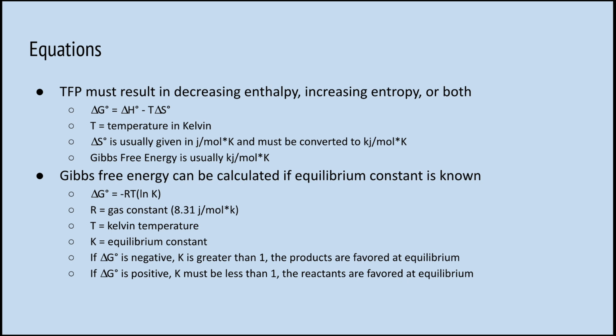Gibbs free energy can also be calculated if you know the equilibrium constant K, with delta G equaling negative RT times the natural log of K. R is our gas constant, which we've done stuff with in gas units. T again is temperature in Kelvin, and K is the equilibrium constant. If delta G is negative, that means our K value is greater than 1 and the products are favored at equilibrium. And if delta G is positive, that means K is less than 1 and the reactants are favored at equilibrium.